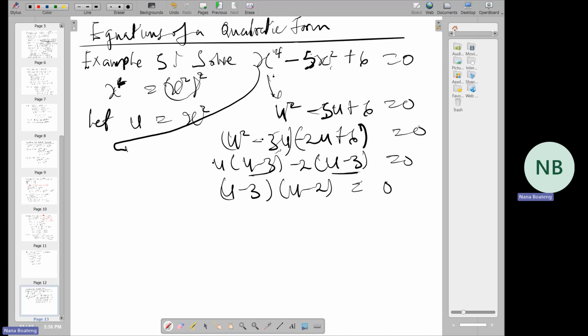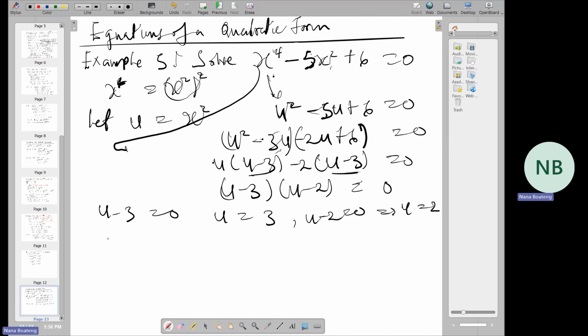Okay, so from the zero product rule, we know that u minus 3 is equal to 0 means u is equal to 3. And u minus 2 equal to 0 implies u is equal to 2. But u is not what we are looking for. What we are looking for is x. But we said at the beginning that let x squared be equal to u. So in place of u, we can now substitute back x squared.